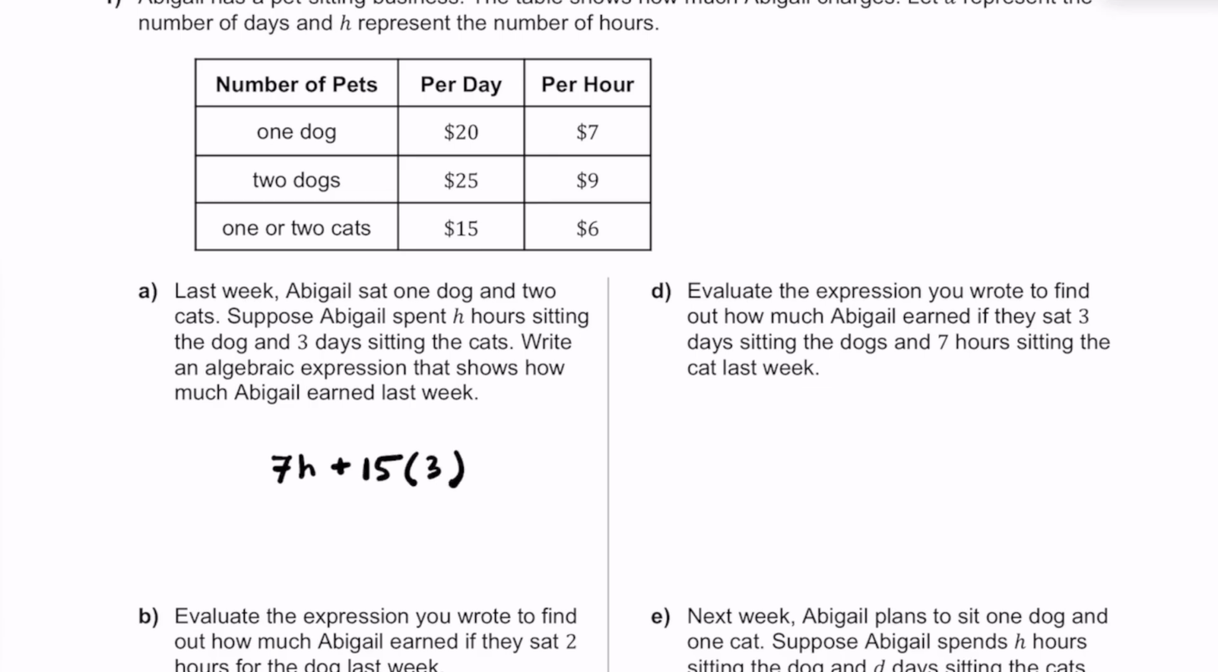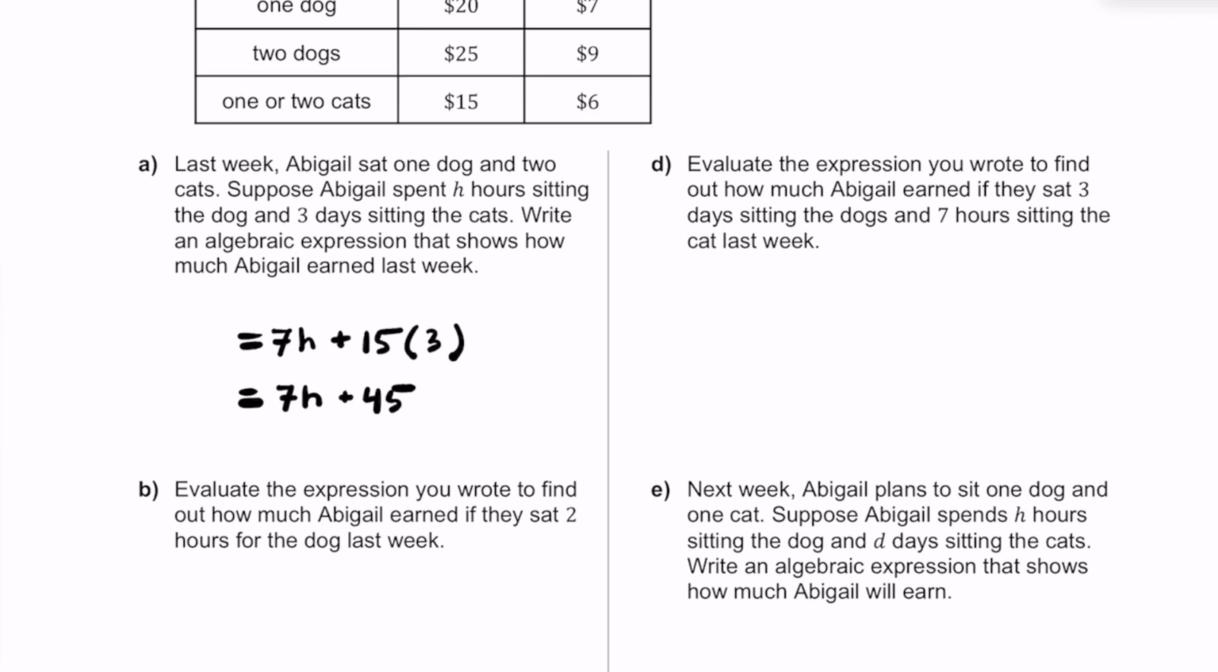So this would be an algebraic expression because we have a variable here. We don't know how many hours. We can go ahead and simplify this and say we don't know what the H is, it's going to be 7 times whatever that is. But we do know Abigail's going to make $45 from the cats, because 15 times 3 is 45. So these would be our expressions, and it's algebraic because we have the variable H. If we knew the value of H, or how many hours Abigail sits the dog, we would find out the total that Abigail makes.